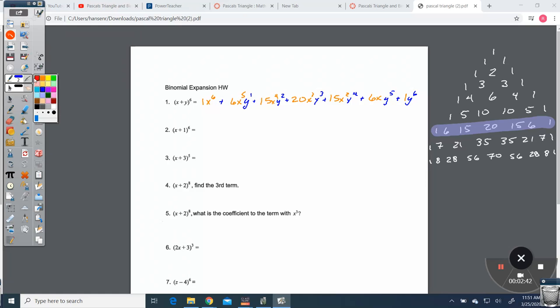So now on to another one. (x plus 2) to the 8th. Well, the 8th row is this one. So my coefficients are 1, 8, 28, 56, 70, 56, 28, 8, 1.